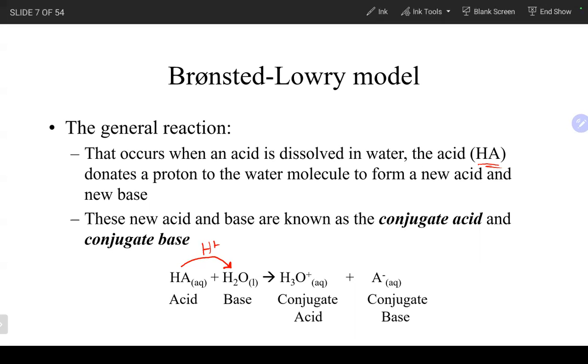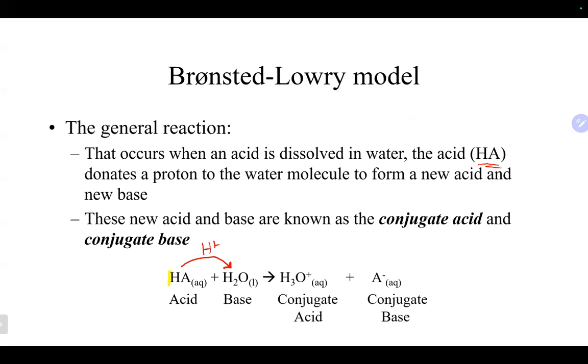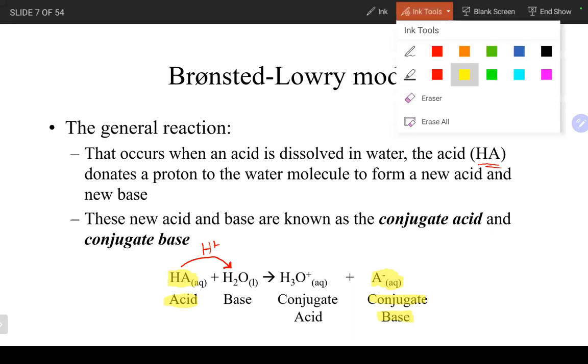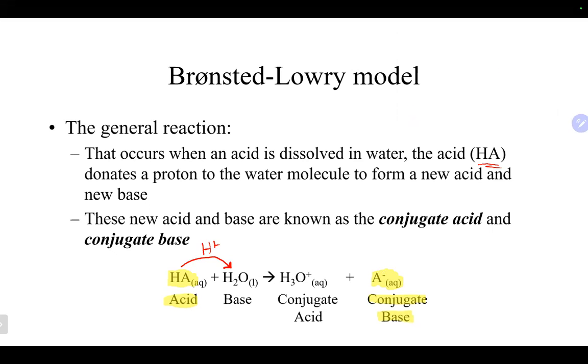So let's take a look at the acid. When we look at the acid over here, it is going to be related to this guy on this side because it has lost an H plus, and that is what is known as the conjugate base. So the acid on one side is related to the conjugate base on the other. So these two guys are related to each other.